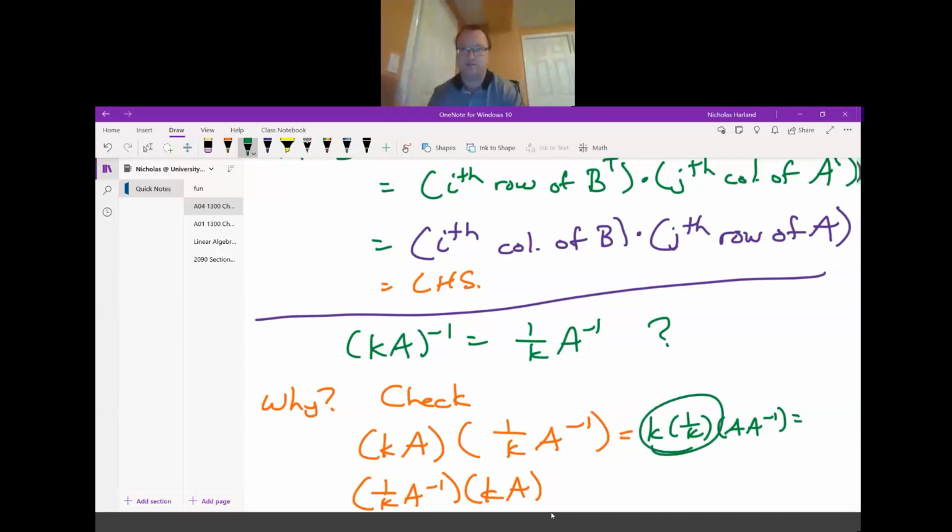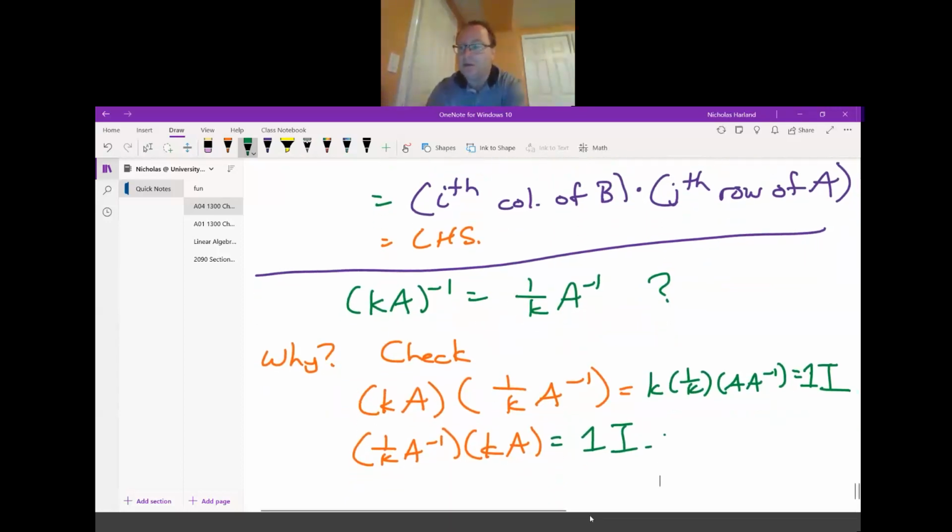So K times 1 over K is 1. A times A inverse is I, and hence that's equal to I. Same thing over here, that's also 1 times I. So technically what we've shown here is that if we have a constant multiple, with one exception, then the -1 can be thought of as being brought down in front of each exponent.